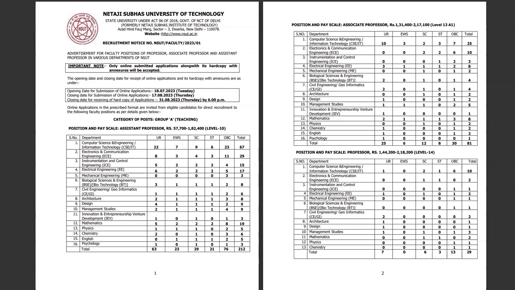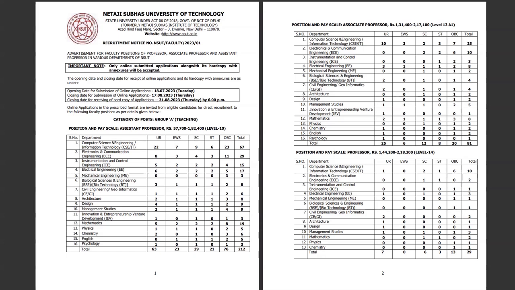So the opening date of the registration is 18. Today is the opening date for the registration, and the closing date for online submission of application is 17th August 2023. The last date for receiving the hard copy of the application is 31st August.